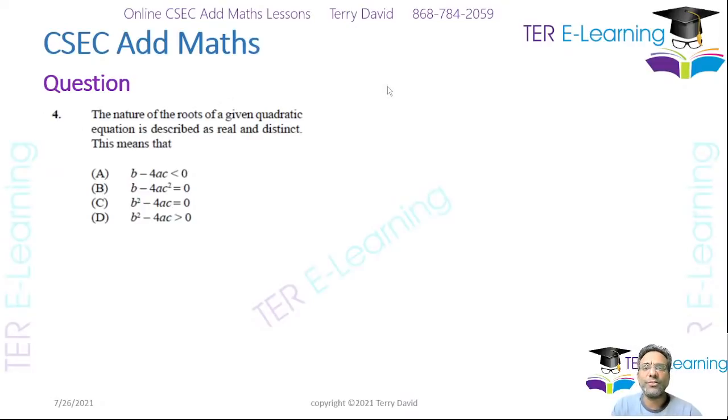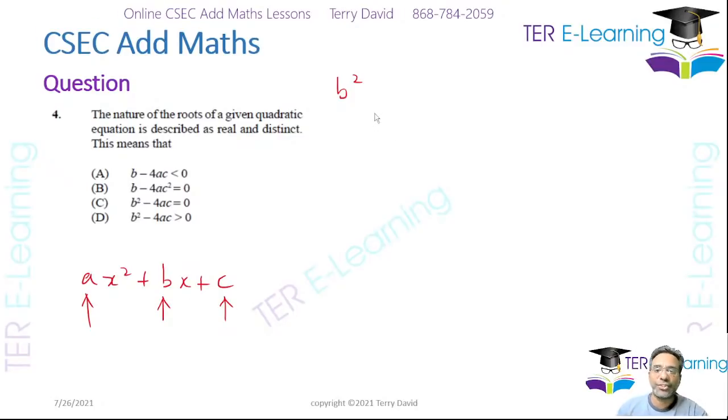Question 4. The nature of the roots of a given quadratic is described as real and distinct. If we want to know if the roots of a quadratic are real or distinct, we need to find something called the discriminant. First of all, let me tell you something here. A quadratic looks like this: ax squared plus bx plus c. If I know a, I know b, and I know this constant here, from that information I can tell the nature of the roots. So the discriminant is b squared minus 4ac.